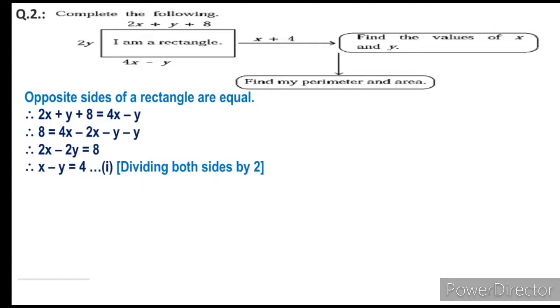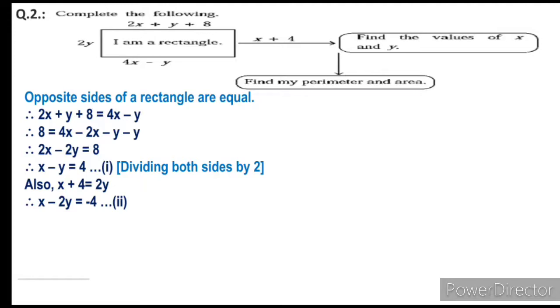Now similarly, as opposite sides of a rectangle are equal, breadth will be equal to breadth. So x plus 4 equal to 2y. Now 2y we will take on the left hand side, it will become minus, and 4 we will take on the right hand side, it will become minus 4. So this is your equation number 2.